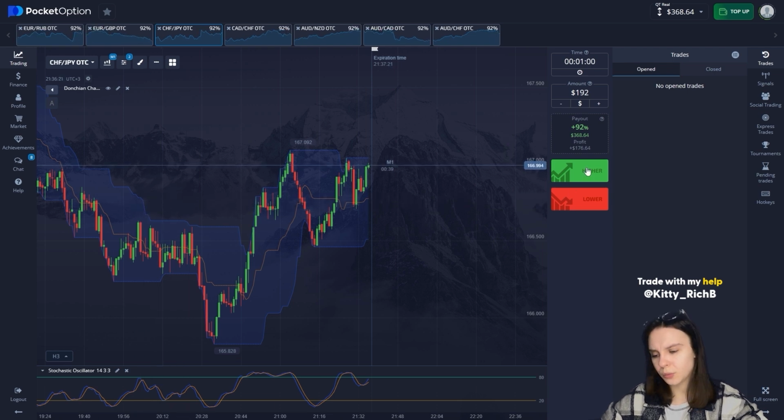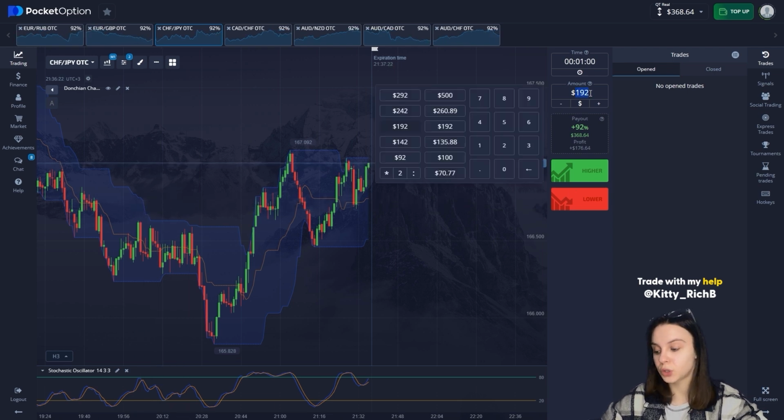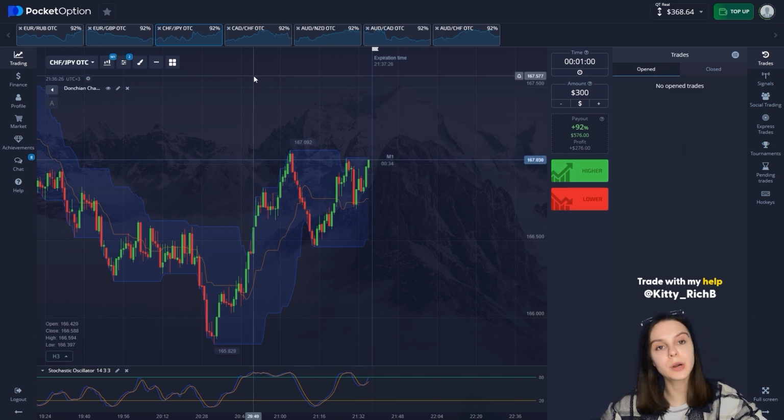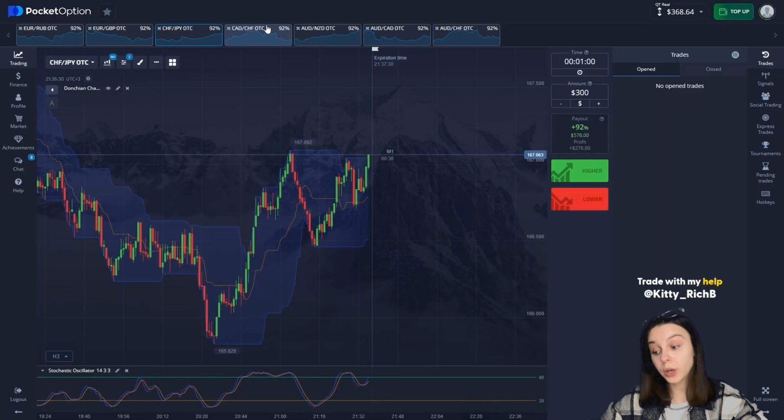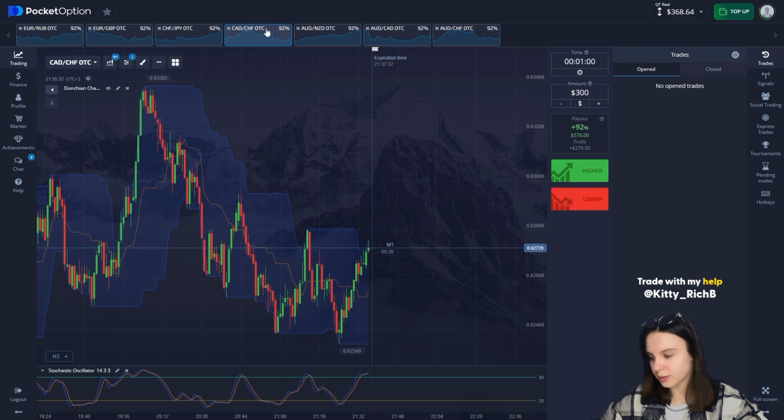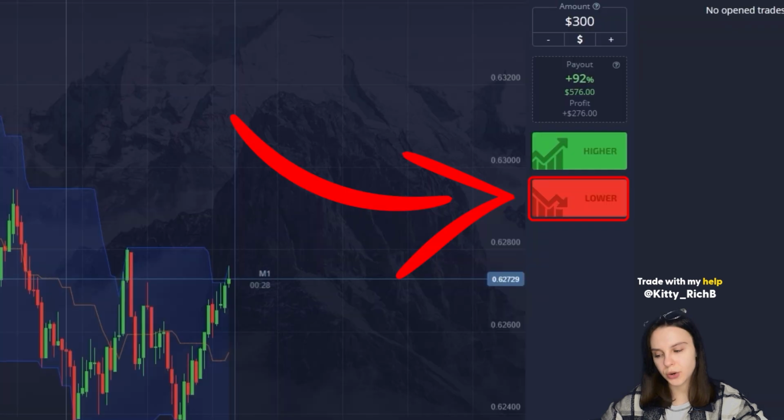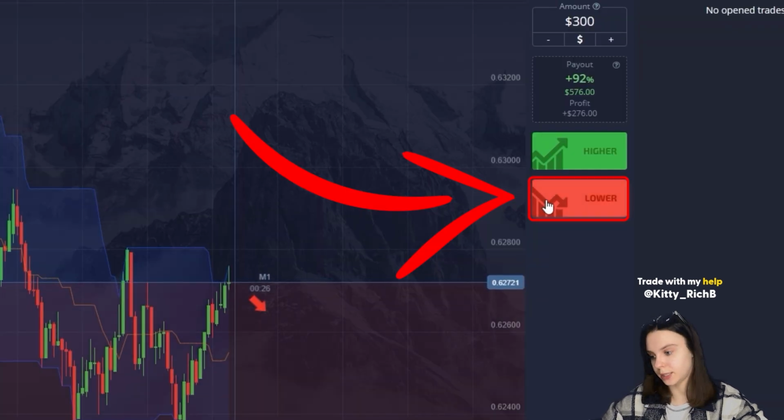In the meantime, we increase the deal amount to $300 and move on to the fourth currency pair where we will continue to trade. Here we are, dear traders. On the fourth currency pair, we open a downside trade and proceed to the general analysis.